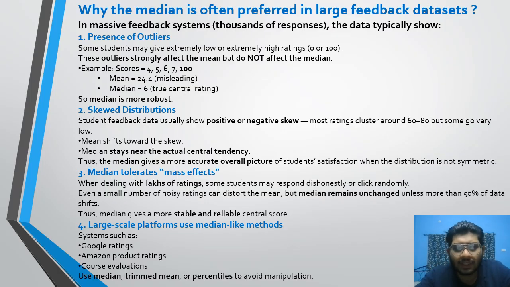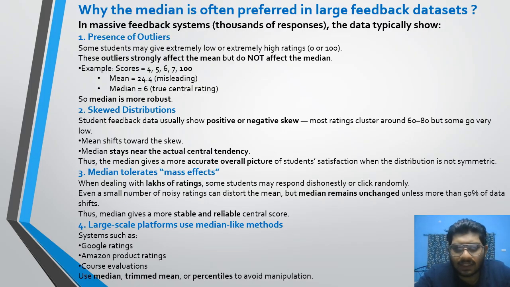Thus, the median gives a more accurate overall picture of student satisfaction where the distribution is not symmetric. So if the distribution is not symmetric, then the median gives us the actual picture of what the distribution says, not the outlier. It isn't affected by the outlier, or by positive or negative skew, wherever the skew goes, whether it's symmetric or not. Mean gravitates towards the skew, median doesn't.